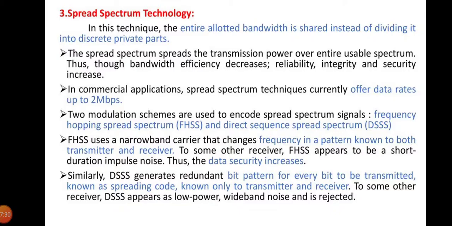So, by operating the systems across a broad range of radio frequencies, the spread spectrum device could communicate clearly despite the interference from other devices using the same spectrum in the physical location. Actually, two modulation schemes are commonly used to encode the spread spectrum signals. One is DSSS and the other is FHSS. DSSS means direct sequence spread spectrum and FHSS means frequency hopping spread spectrum.